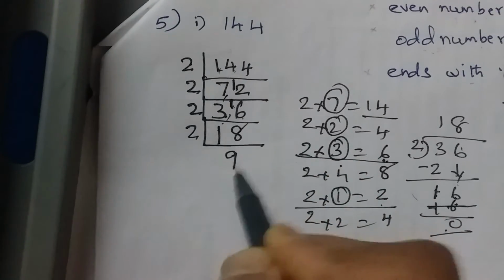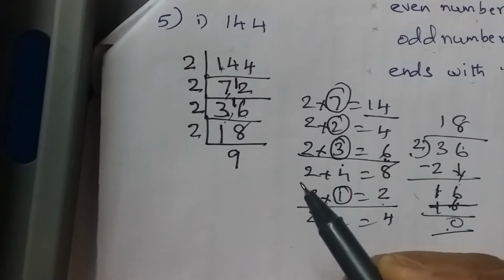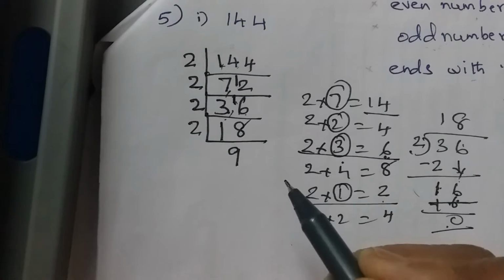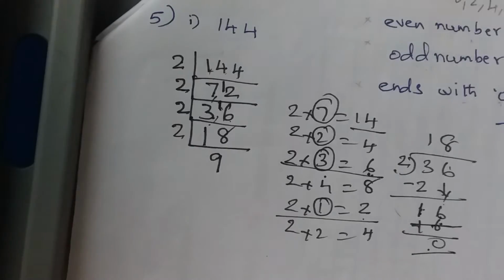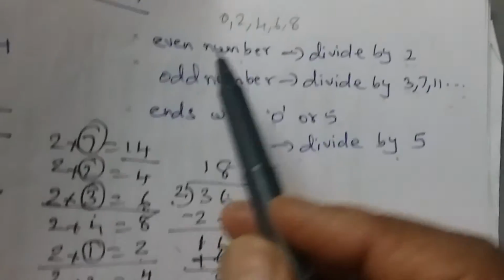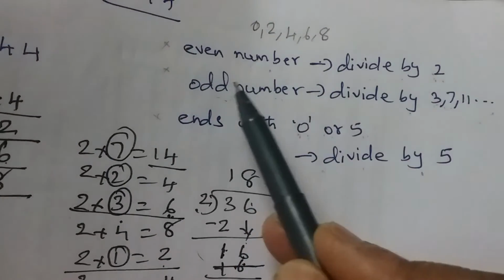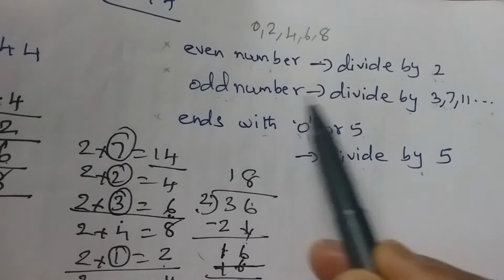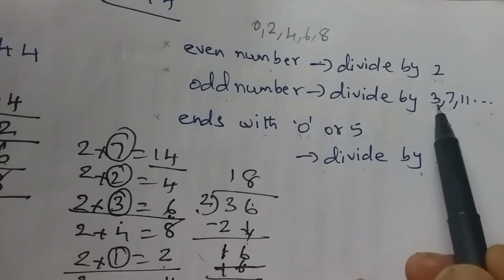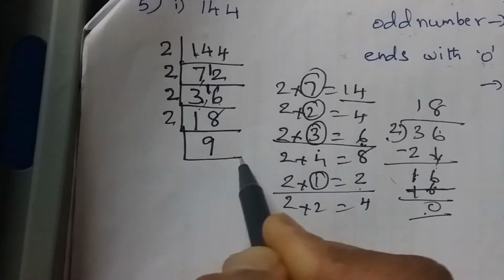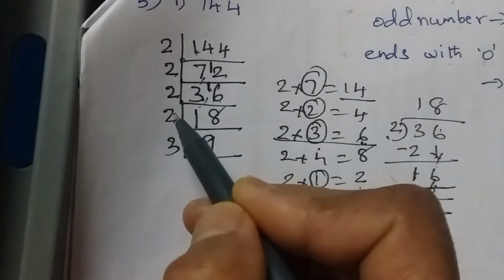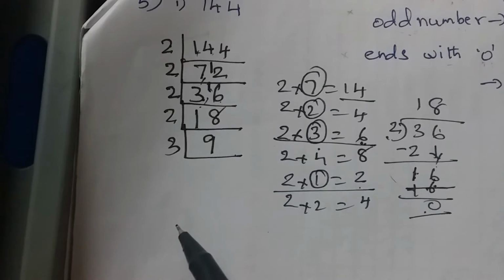So 2 9s are 18. Now what is this 9? It is an odd number. By what table will you divide if you get an odd number? We know the rule. So far we had even numbers, so we divided by 2. Now we got 9, which is an odd number, so first we should check by the 3 table. We know 9 comes in the 3 table, so divide by 3. Here 2 is a prime number and 3 is also a prime number.